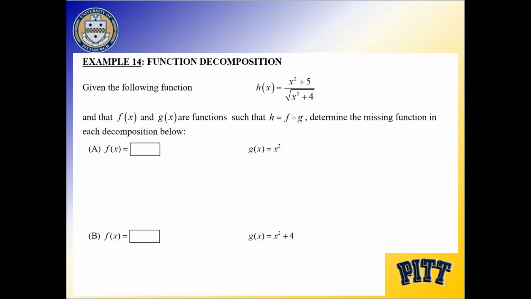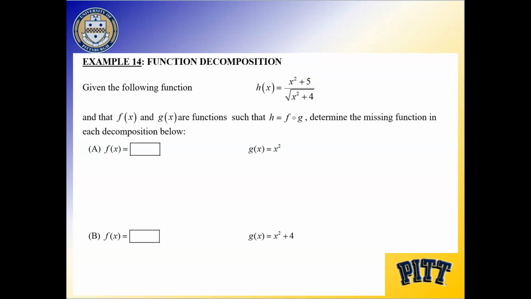So for instance, for this function here, h of x equaling x squared plus 5 over the square root of x squared plus 4, you know that h is f of g of x. This is a different way of saying it. G is the innermost function. So you know what the innermost function is. G of x is x squared.